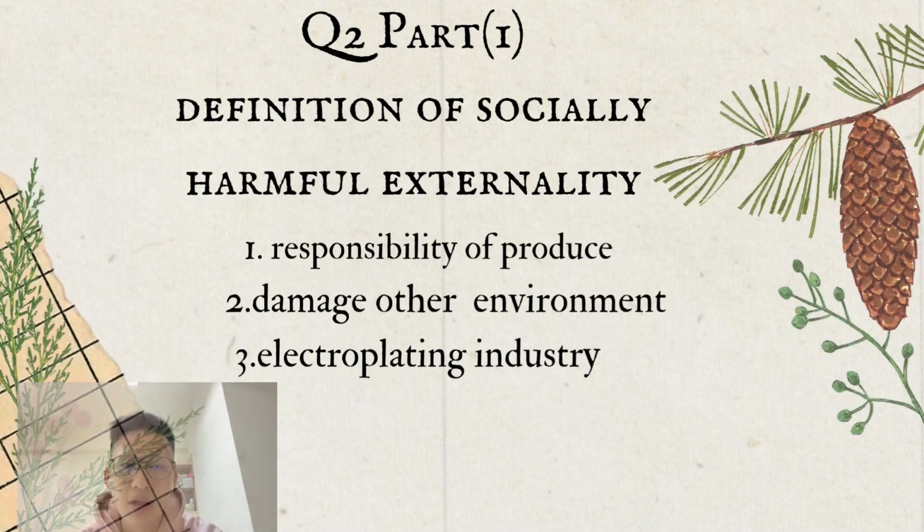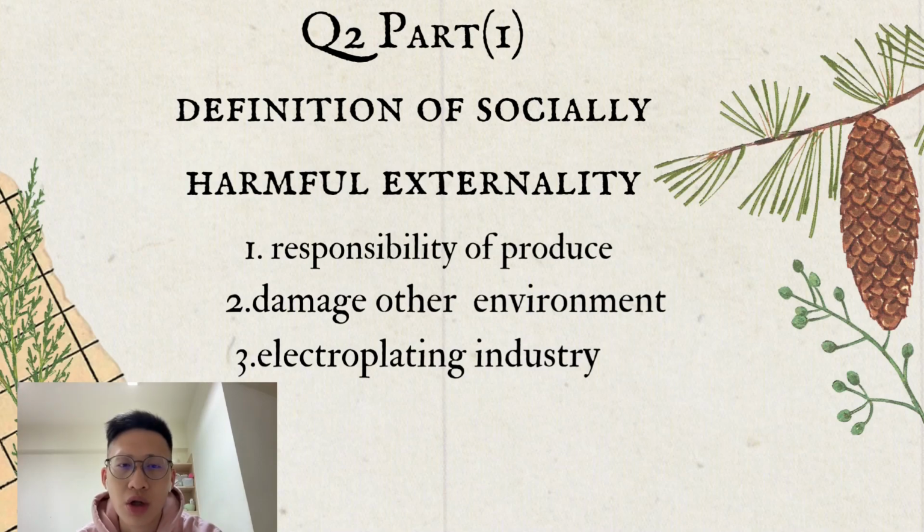An externality is behavior that does harm not just to themselves, but the environment or other people are also affected. When the electroplating industry emits wastewater into a river, causing unrecoverable results, it is an example of negative externality.